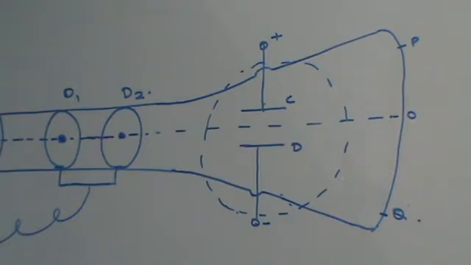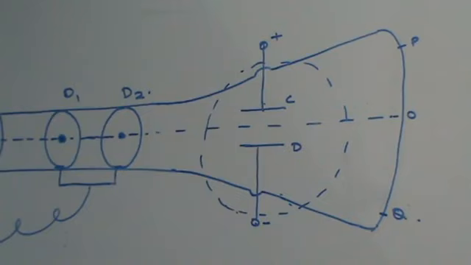Now the reason why we are doing this is how Sir J.J. Thomson discovered the electron. The discovery of electron, what is the charge on electron, what is the mass of electron, was discovered with the help of this experiment. Now we'll see how.